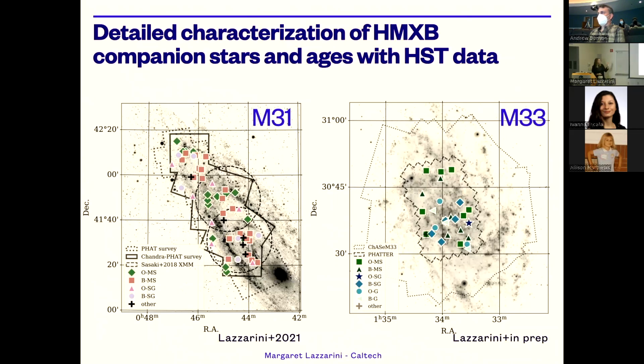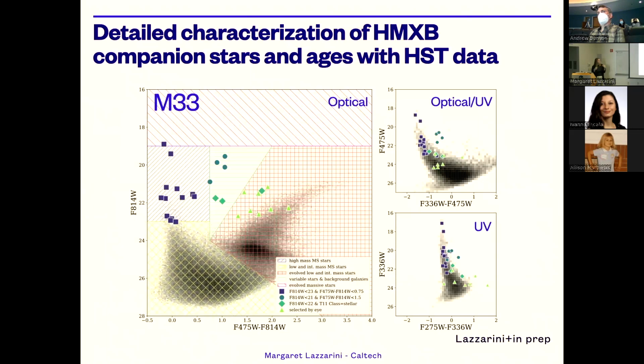I'm going to show now, for the M33 sample, once we go about identifying the HMXB companion star candidates, at first level, we look at them on color magnitude diagrams to try to say what type of star they are likely to be. So on the left, we see this optical color magnitude diagram.